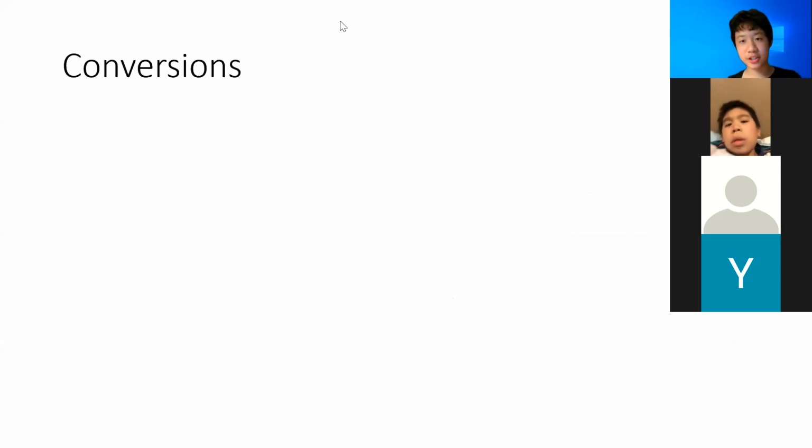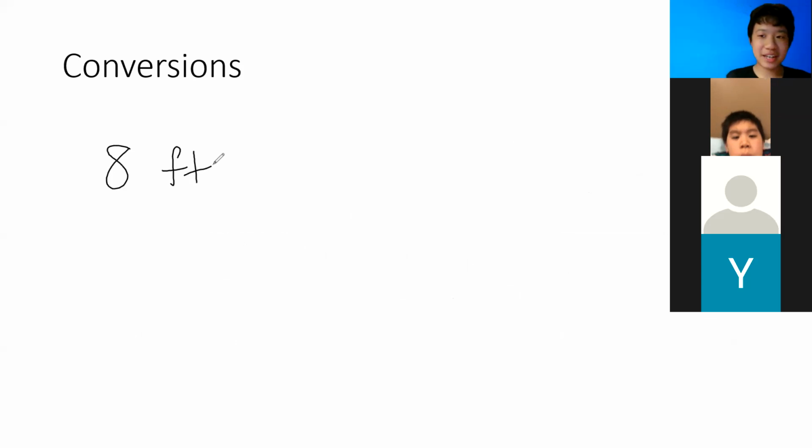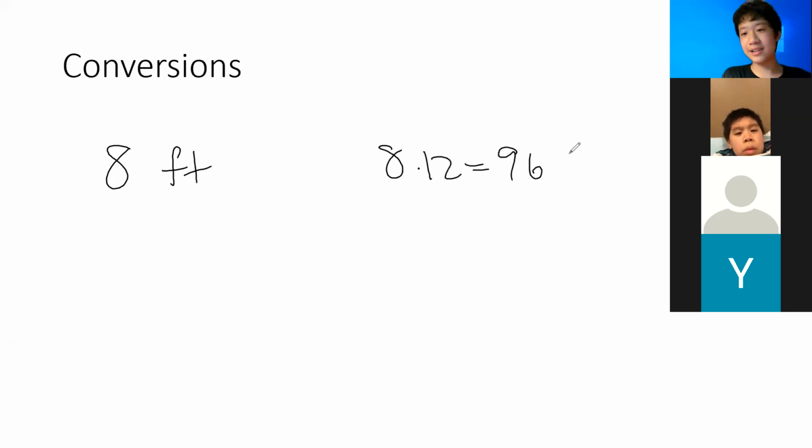Now we have conversions. So in real life, we have a lot of conversions we need to do. So what do I mean? Well, a common one is, how many inches are in 8 feet? How many inches are in 8 feet? Well, you might say, hey, there are 12 inches in a foot. Well, that's just 8 times 12, 96, right? But why does this work? Is there a mathematical equation that tells us that this is true? Well, there actually is, okay?